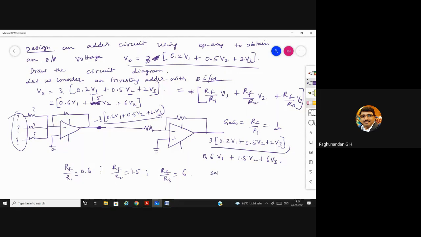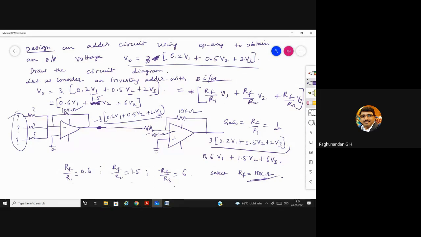So let us select RF equal to 10 kilo ohm. Whenever there are two unknowns given and you want to find them individually, one of them should be assumed. You cannot assume R1, but you can assume RF, because RF is the common thing for all. You can always assume the common parameter, but you cannot assume an individual parameter. So we select RF equal to 10 kilo ohm, and from that we can find R1, R2, R3.